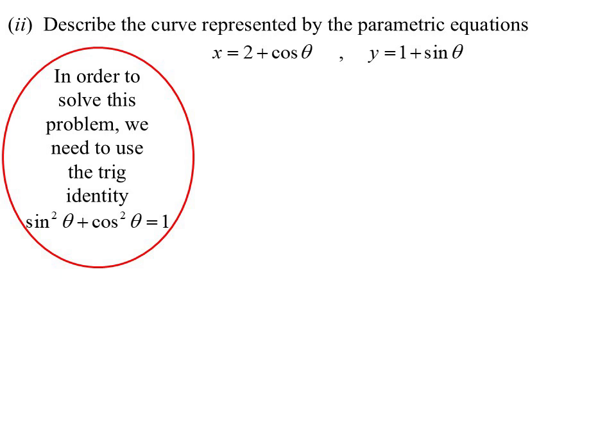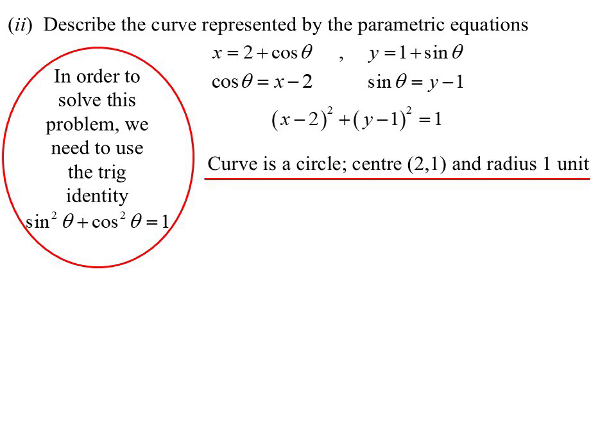What I'll do is I'll actually make the parameter the subject of both of these, but not theta. In the first one I'll make cos theta the subject, and in the second one I'll make sine theta the subject. I can substitute that into the trig identity, and that will eliminate. So x minus 2 squared plus y minus 1 squared equals 1. I don't really need to go any further because that I recognise. That's a circle. So we've got a circle, its centre is 2, 1, its radius is 1.